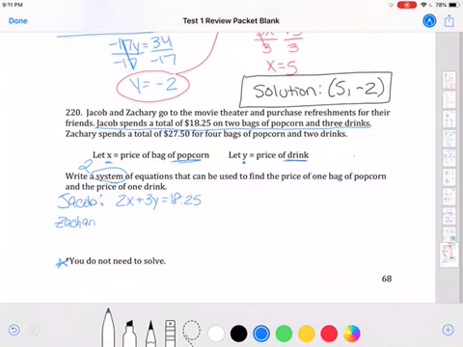My next equation is going to be for Zachary. So Zachary, if I read that sentence, spends a total of $27.50 for 4 bags of popcorn and 2 drinks. Must have been very, very hungry. Okay, so 4 bags of popcorn is going to be 4x, because again, x is the price for a bag of popcorn, plus 2 drinks is going to be 2y, and his total amount spent was equal to $27.50. So notice, if I did have to solve this, my variables are lined up: x over x, y over y, equals over equals, number over number. So I'd be ready for elimination if I did want to solve, but I do not need to solve this one.